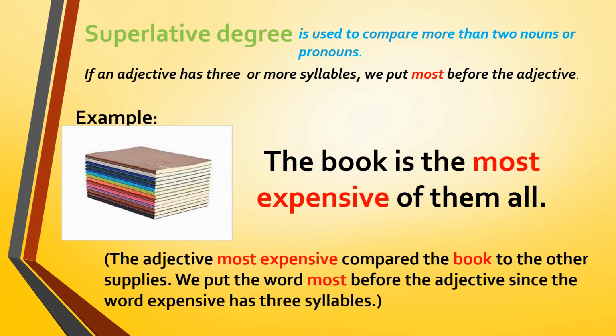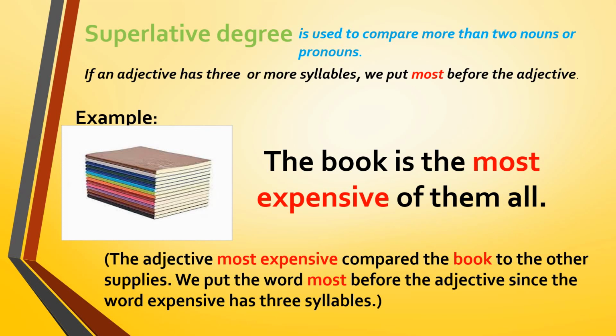Superlative degree. Superlative degree is used to compare more than two nouns or pronouns. If an adjective has three or more syllables, what is the meaning of syllables? Syllables means sound of vowels. The number of times you hear a vowel sound in the word is the number of syllables in the word.